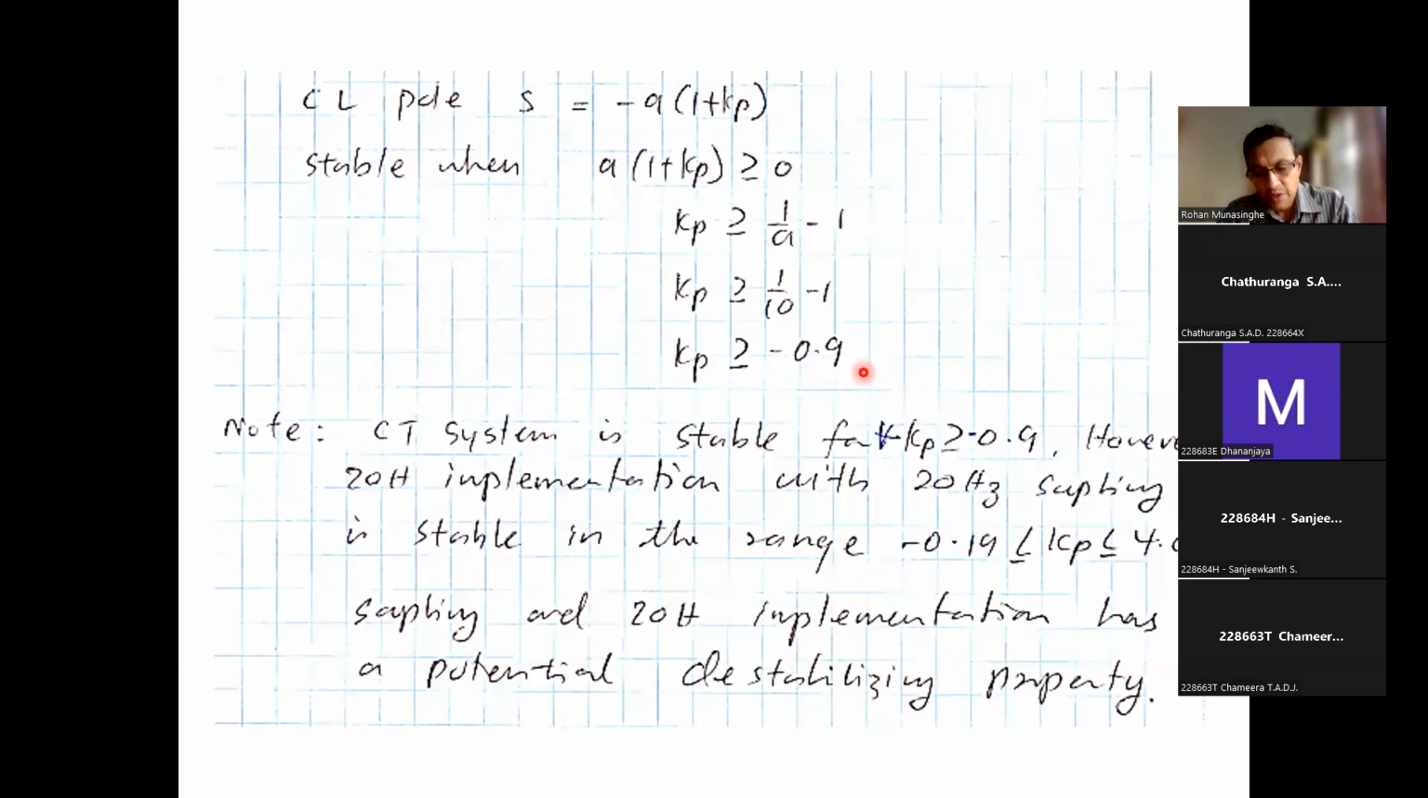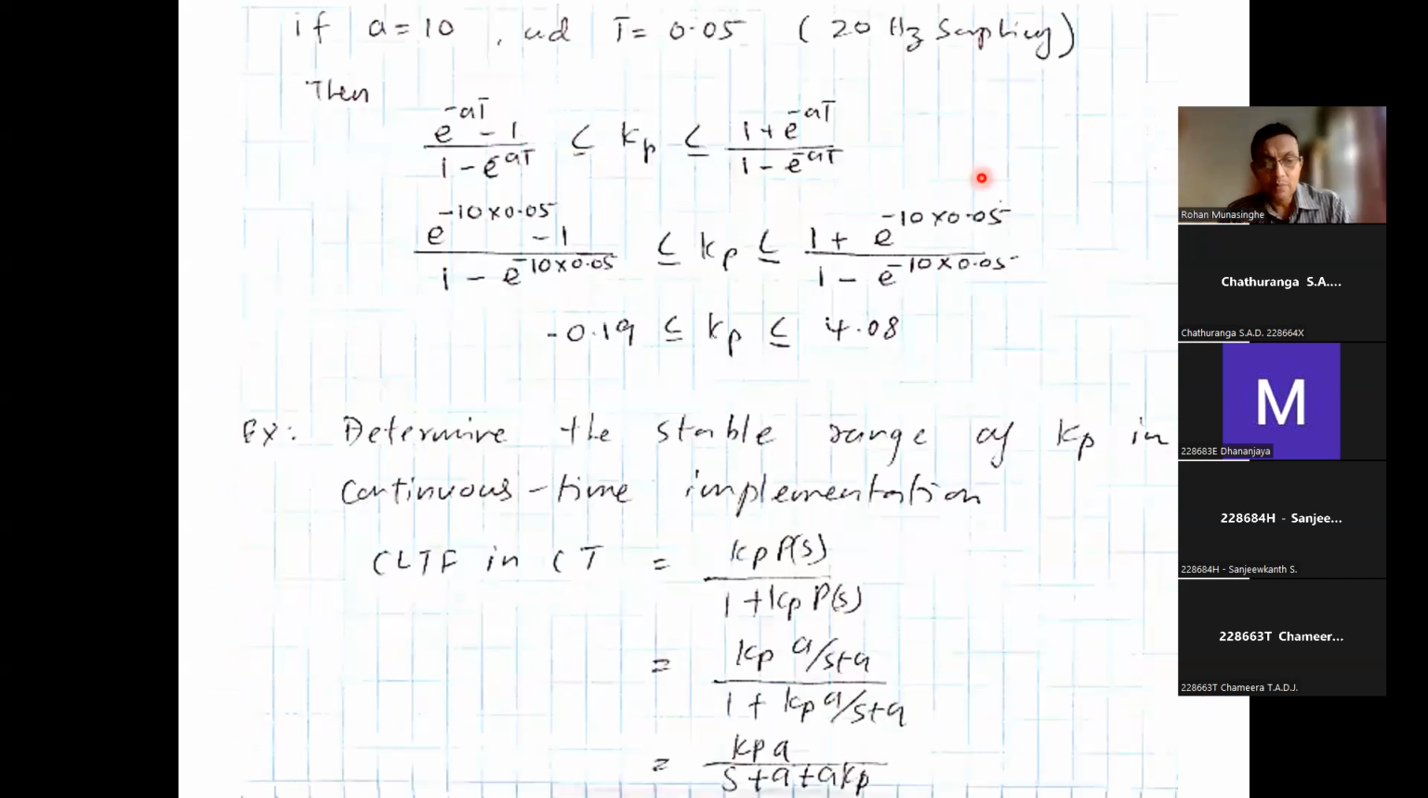But in case of discretization, it's different altogether. You have to look at how fast you get the samples, and the sampling interval, say 0.05 second, you get these numbers. Okay, you have to stay below 4.08. Okay, can't go beyond that, and the system becomes unstable.